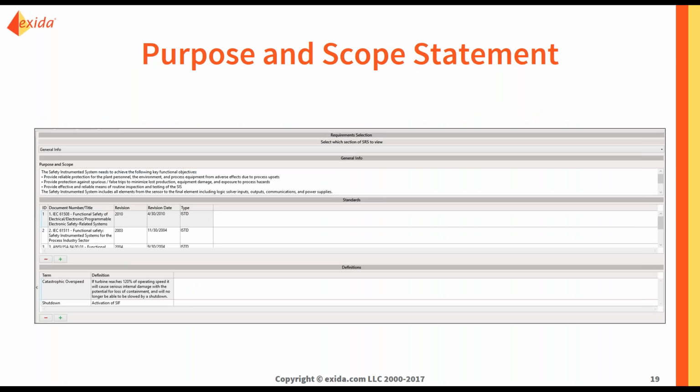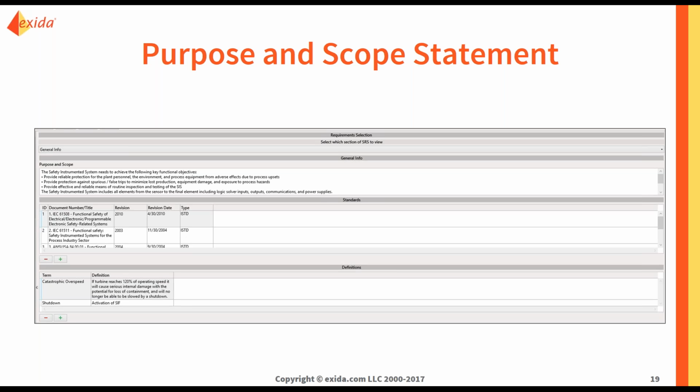This first screenshot is your general info. You can see up top under select which section of the SRS to view, you can choose general info. That is how you get to this screen. The first thing listed is the purpose and scope. So why are we reporting all of this information? In my sample problem, I have to provide reliable protection for the plant personnel, the environment, the process equipment from adverse effects, to provide protection against spurious false trips, to minimize lost production, equipment damage, etc. So you get the idea.